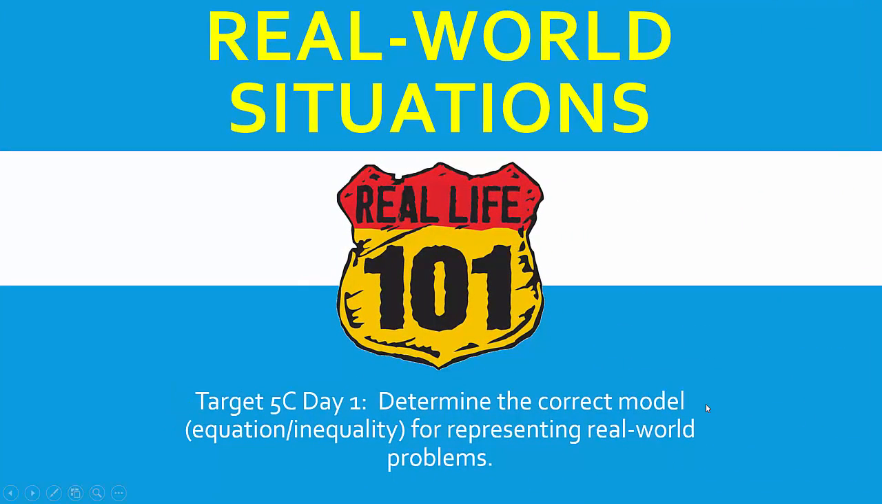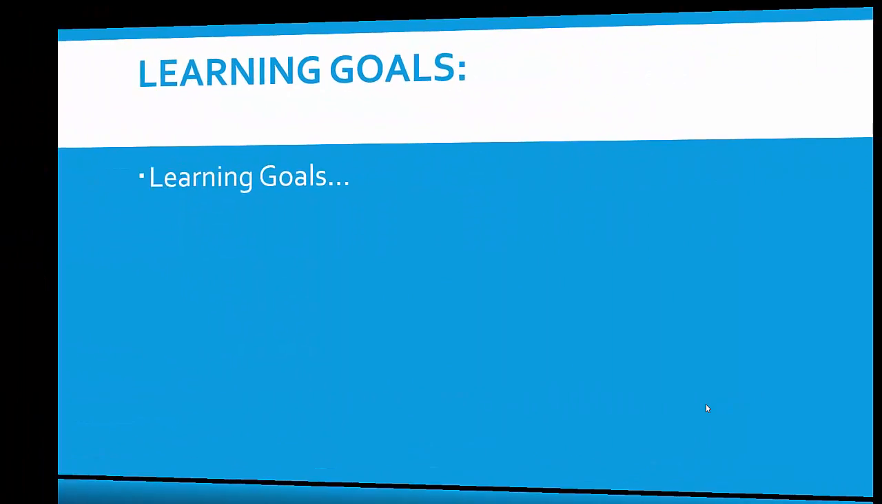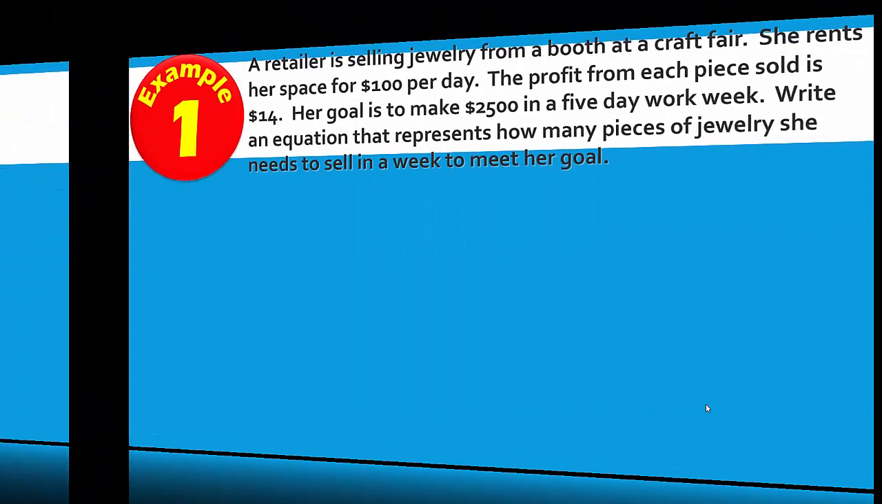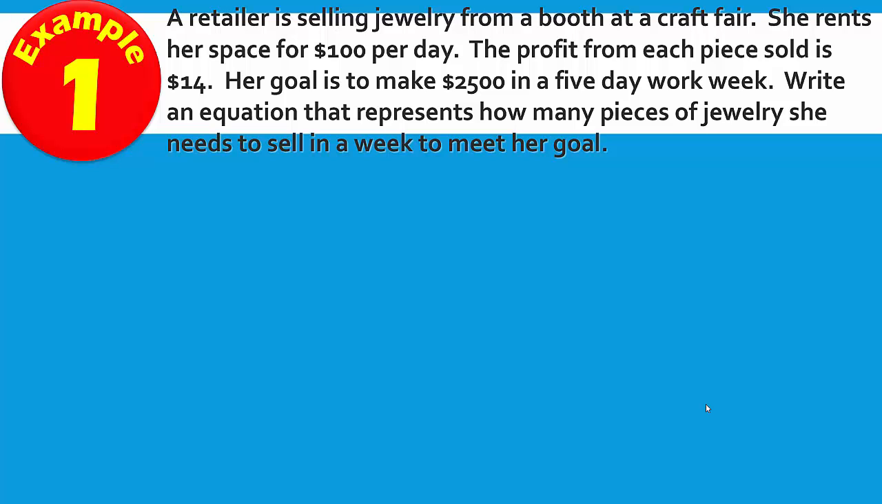All right, so we are on target 5C. This is day one, and we are working with word problems, so real world scenario situations. Your learning goal, you only have one. That is, given a real world situation, I can determine the correct equation or inequality. So the hardest part is going to be to figure out which one it is. So there's words to look for, and we'll go through those as we go through these examples.